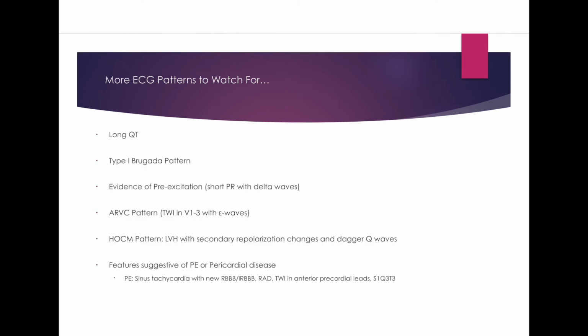Some of the rare or more subtle findings, but which should not be missed especially in young patients who present with syncope, would include long QT, a Brugada pattern, evidence of pre-excitation or WPW syndrome, the ARVC pattern, a pattern suggestive of hypertrophic obstructive cardiomyopathy, and again, features suggestive of either PE or pericardial disease. And we'll go through each of these in detail.